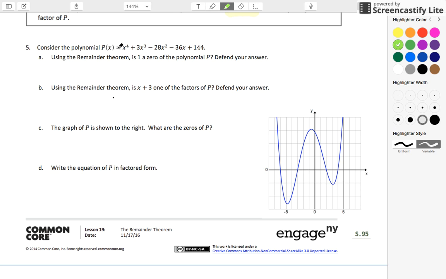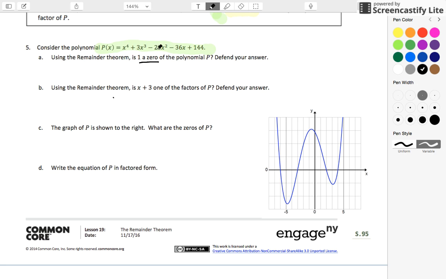It says, consider the polynomial p of x. We have p of x equals x to the fourth plus 3x cubed minus 28x squared minus 36x plus 144. That's a very long polynomial. It says we're going to use the remainder theorem. Using the remainder theorem, is 1 a zero of the polynomial p?